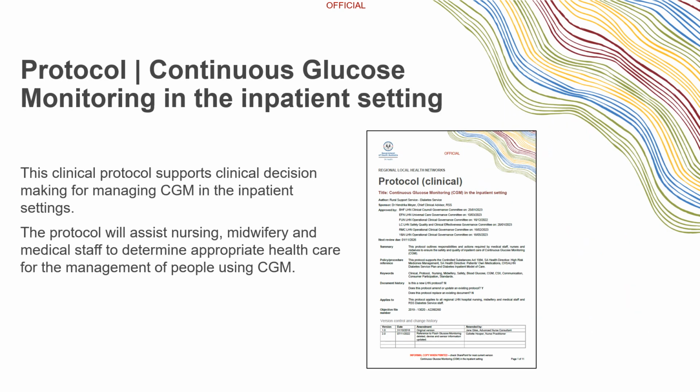As identified earlier, people with diabetes develop expertise in the use of their CGM systems to monitor and manage their diabetes independently and may be reluctant to stop using their CGM system on admission. The importance of participation in decisions and choices about healthcare and the promotion of self-management to achieve best possible outcomes in health is well recognised. The revised protocol supports clinical decision-making for managing CGM systems in the inpatient setting. The protocol aims to assist you to determine appropriate healthcare for the management of people using CGM.